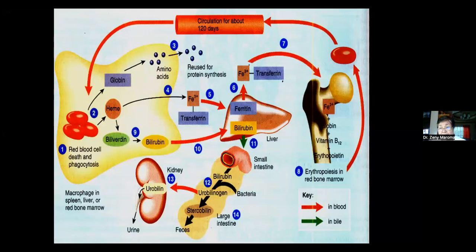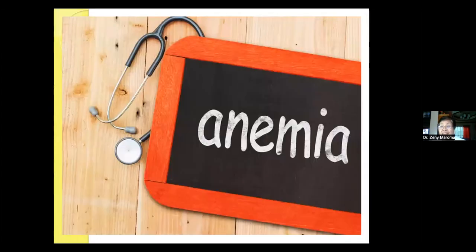So therefore, bile does not normally reach the small intestine. Kaya, ano ang kulay ng pupo? It lacks stercobilin. Kaya the color of the stool is gray colored, acholic stool. Okay, so that's very important now to understand the RBC destruction. The end product, bilirubin. Okay, so therefore, let's move on with anemia.